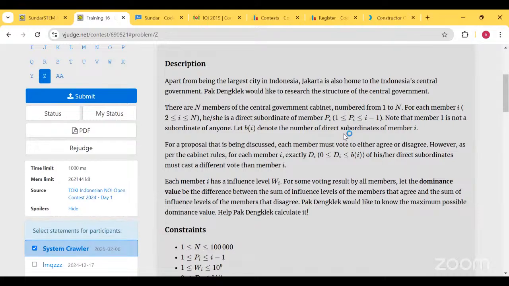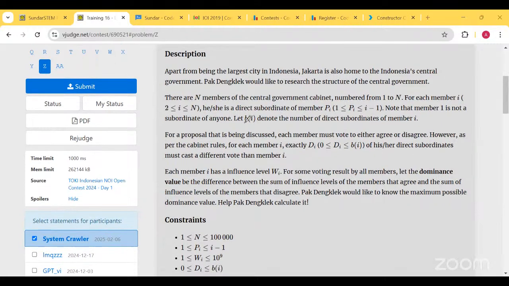So, sorry, this is pi, that is the number of children. Pi is equal to the number of children. And then there is a rule like this. Each node or each person can be agree or disagree, either agree or disagree. All right. Then the rule is like this.